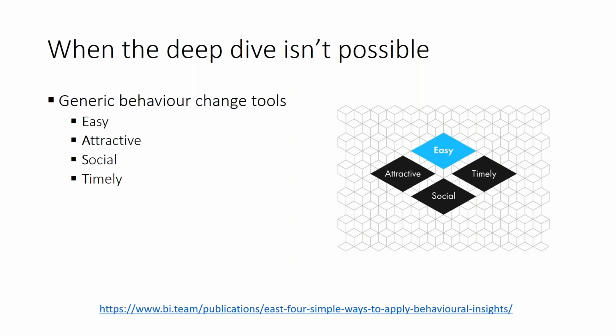And timely, we can use things like prompts. If we want to get people to recycle, for example, we can put a sign up on a bin that says, this is what goes in this bin. And we can also use the cost and benefit. So we're much more drawn by the current cost or benefit than something that may be a cost or benefit in the future. And so we can use these to increase the chances of a behaviour being changed.